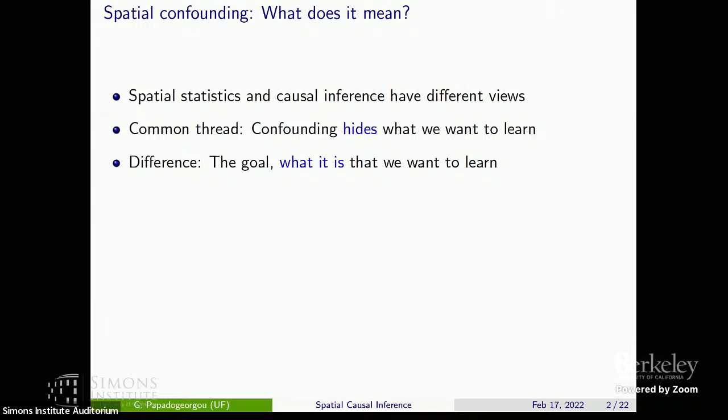All right, but before I talk to you about unmeasured spatial confounding, I want to talk a little bit about the term spatial confounding. That's because in the spatial statistics literature and in the causal literature, this term is used to represent 2 completely different notions. In spatial statistics, the goal is different than in causal inference. So we have to be careful when we talk to people in different parts of the statistics world, making sure that we have the same language.